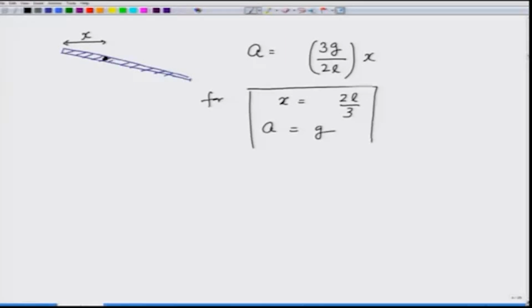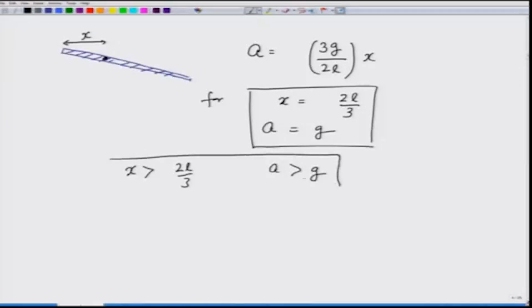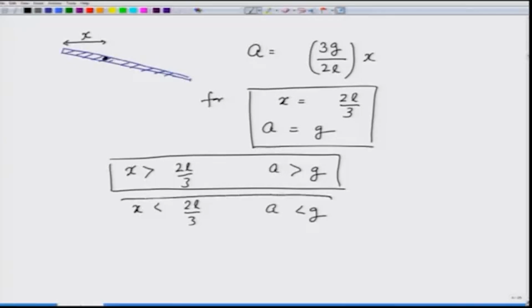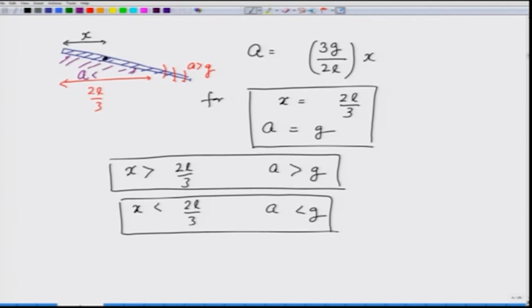That is point number 1. Point number 2, for x greater than 2L by 3, a is greater than g, and for x less than 2L by 3, a is less than g. Therefore, in the beginning, if I take this distance to be 2L by 3, all these points to the right of it are moving down with an acceleration a, which is greater than g. All the points to the left of it here are moving down with an acceleration which is less than g.